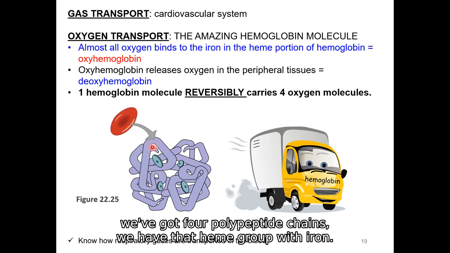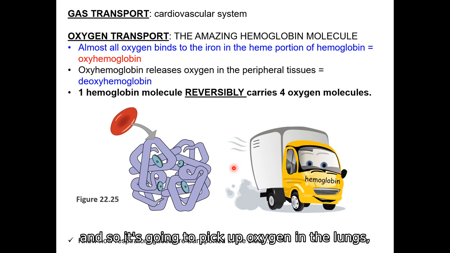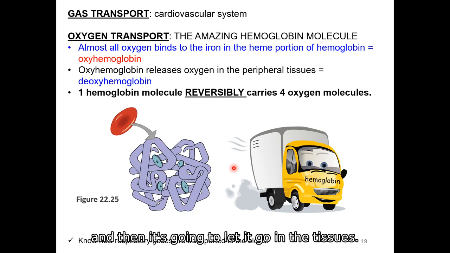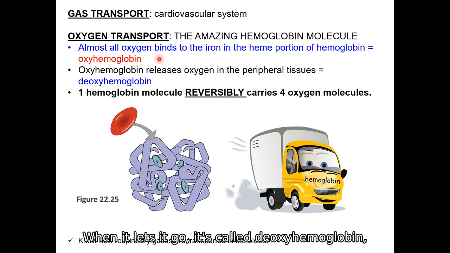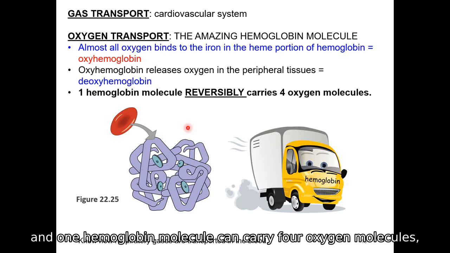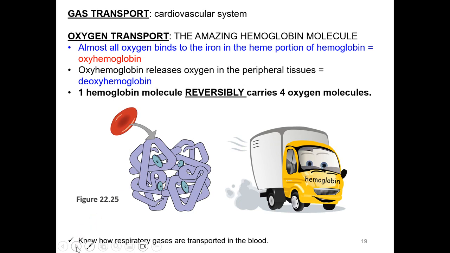And so hemoglobin molecule, we've got 4 polypeptide chains. We have that heme group with iron. Hemoglobin reversibly binds oxygen. That's what makes it so awesome. And so it's going to pick up oxygen in the lungs, and then it's going to let it go in the tissues. When it is holding oxygen, it's called oxyhemoglobin. When it lets it go, it's called deoxyhemoglobin. And one hemoglobin molecule can carry 4 oxygen molecules. And so each of those heme groups, that iron can hold on to oxygen.